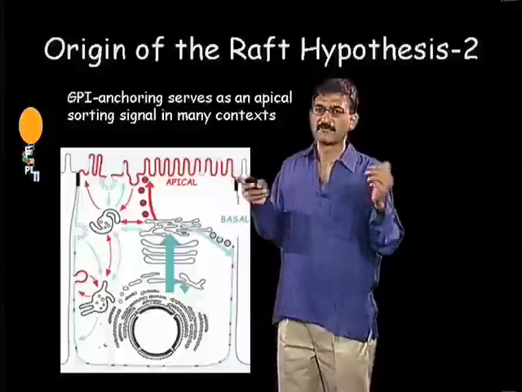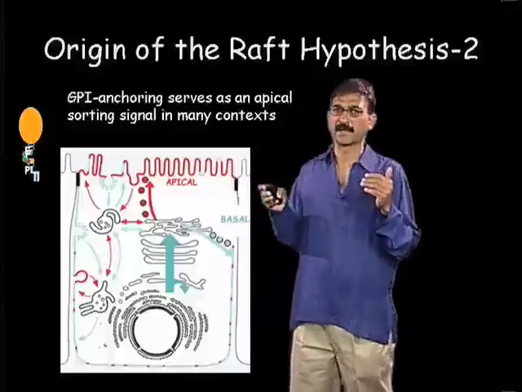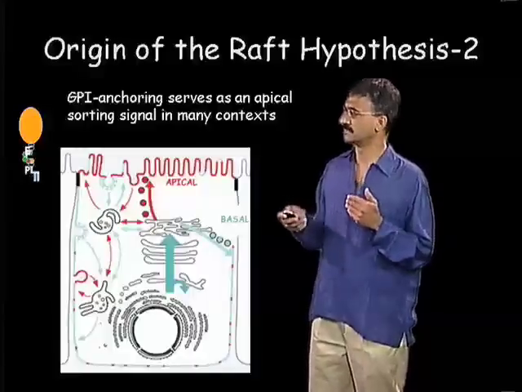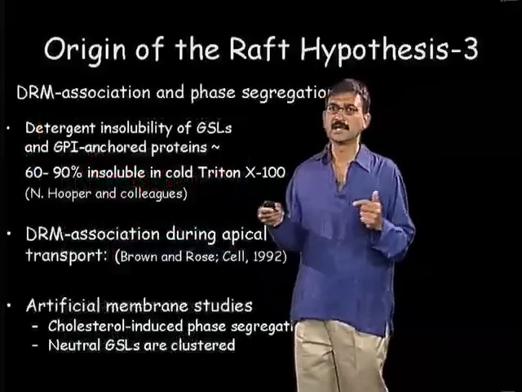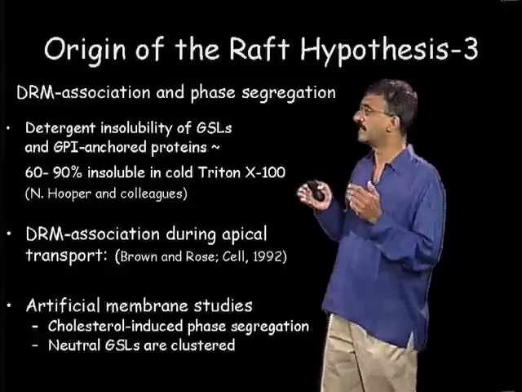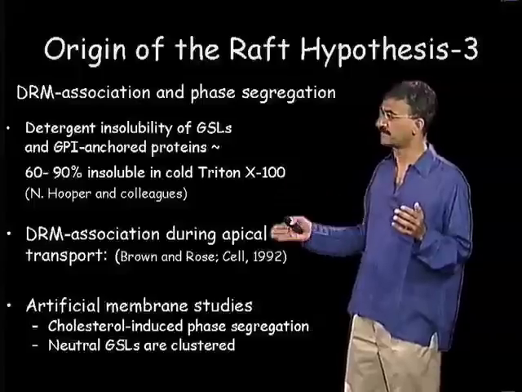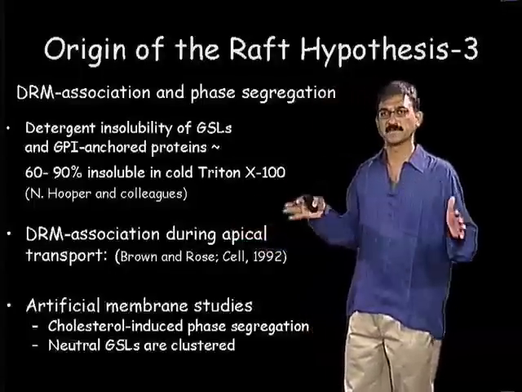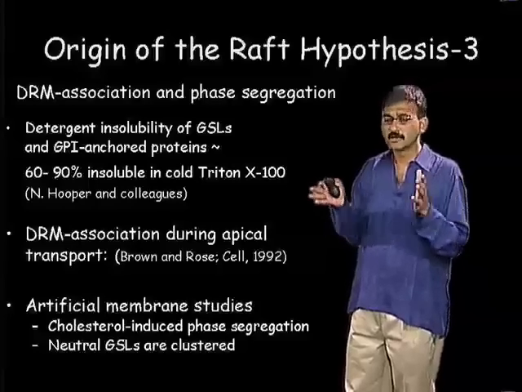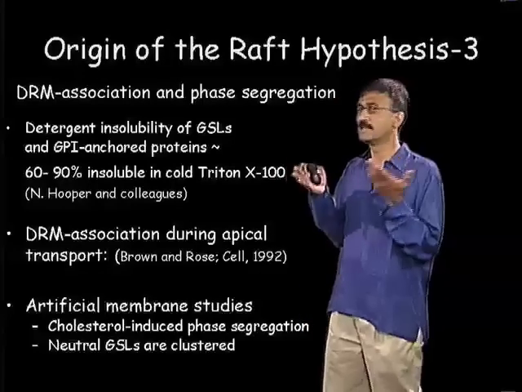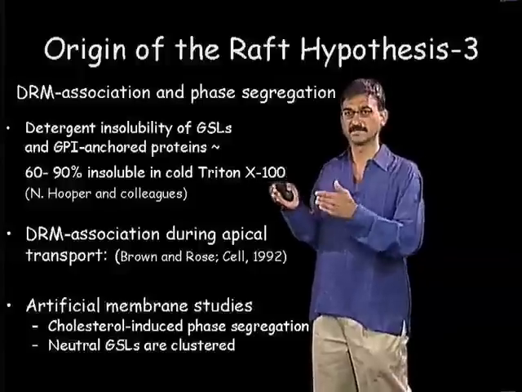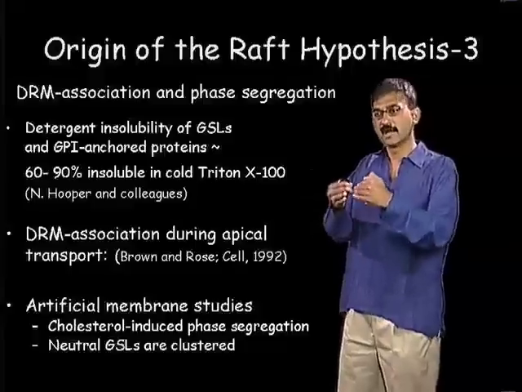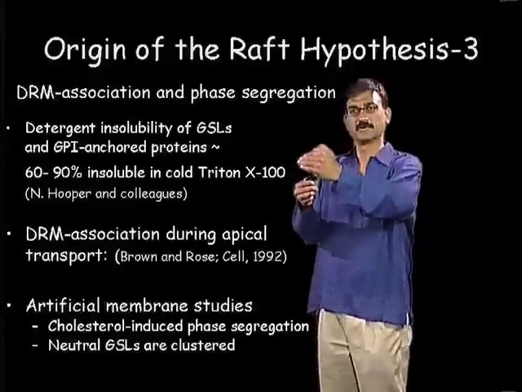In fact, some of the early work from the trafficking of these GPI-anchored proteins contributed substantially to the Raft hypothesis, because during the trafficking process, Debbie Brown and Jack Rose in 1992 published, I think, one of the classic papers in this field, where they showed that during the trafficking of these GPI-anchored proteins, they were associated with detergent-resistant membranes. And it was the association with detergent-resistant membranes that began in the Golgi and then continued on till these proteins were delivered to the cell surface.